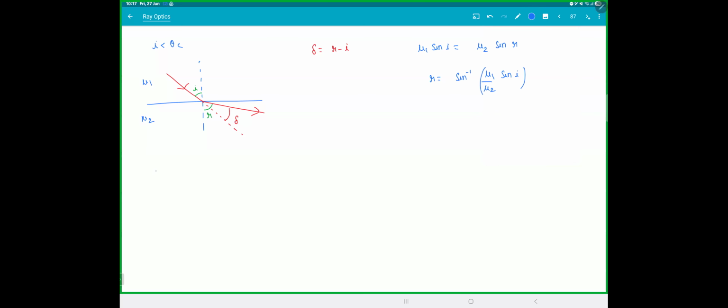Now, if the angle is greater than theta critical, you'll have a TIR. This light ray simply bounces off. If this is I, this is I, this angle will be delta. So you will get delta is nothing but 180 minus 2i. If you see this carefully, delta plus 2i is 180, this is a straight line.